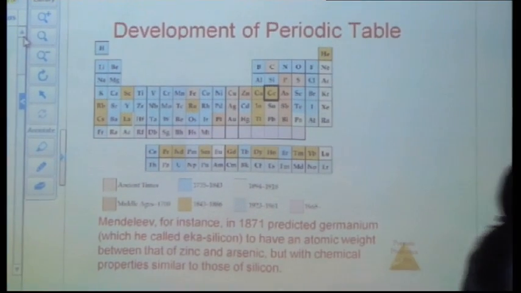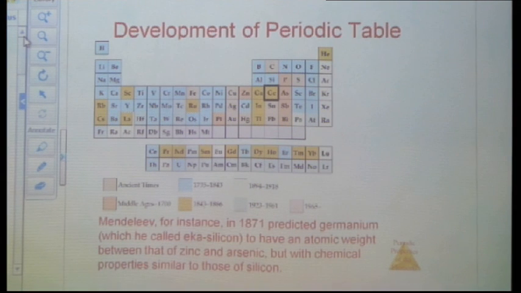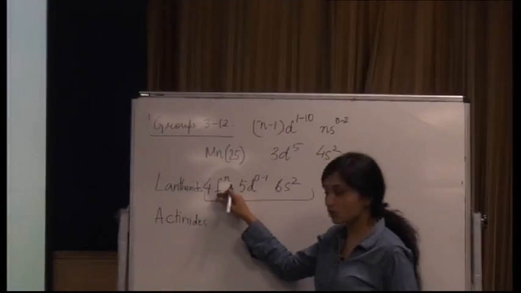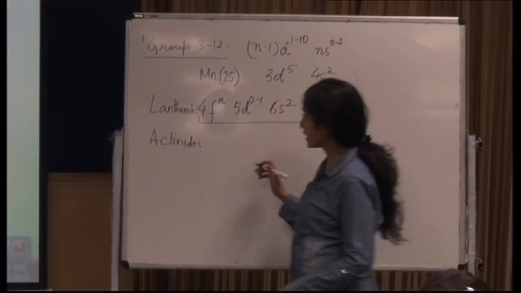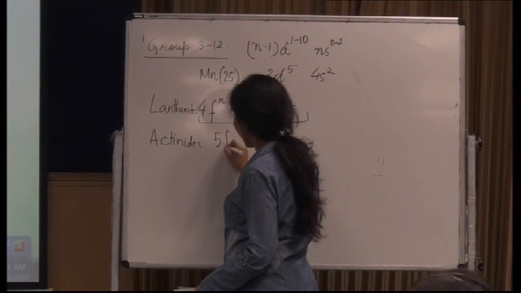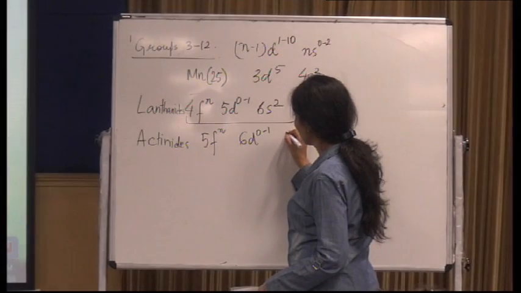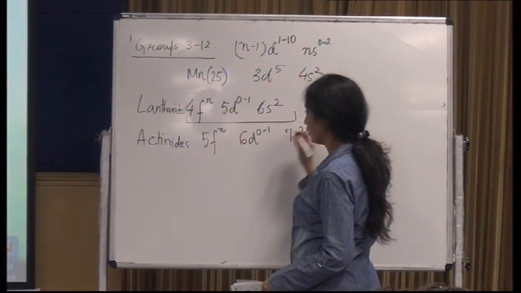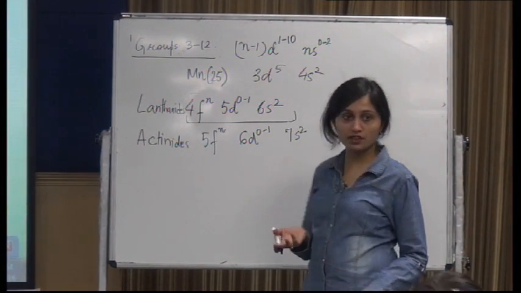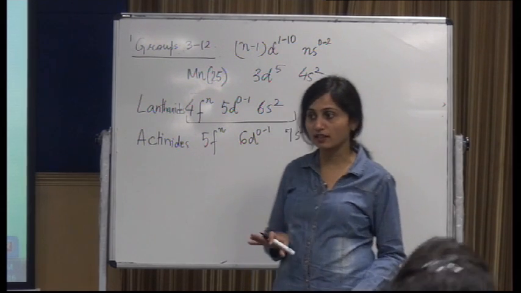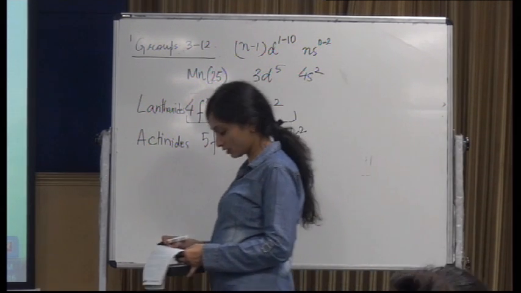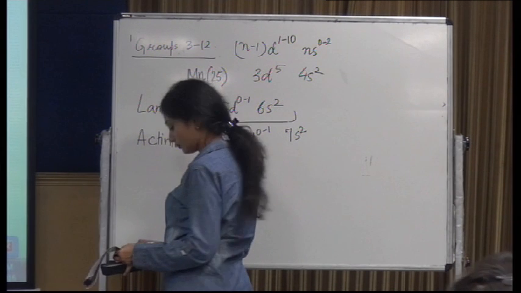So you get it, in lanthanides your 5d is the one which is getting filled. And because actinides are just one step below, what will happen in that case? This will be 5fn 6d 0 to 1 and 7s2. So if you remember the electronic configuration of lanthanides, the actinides automatically follow. Okay, because that is just one step ahead.